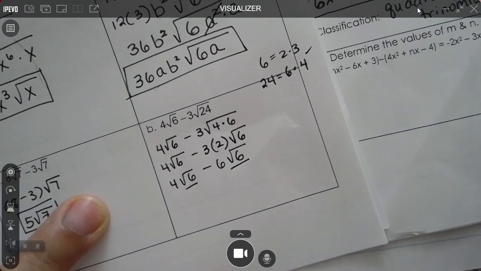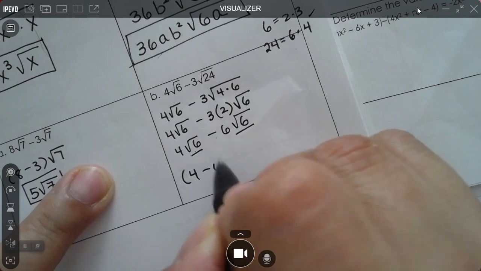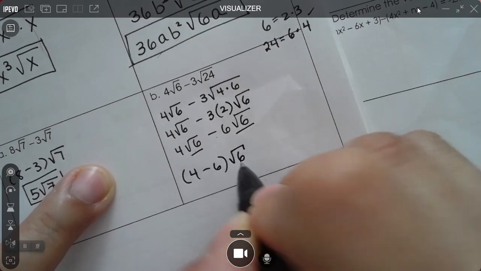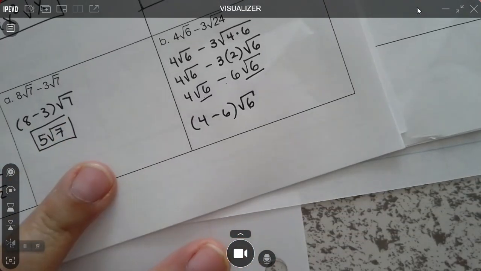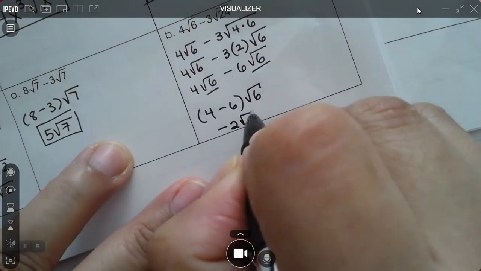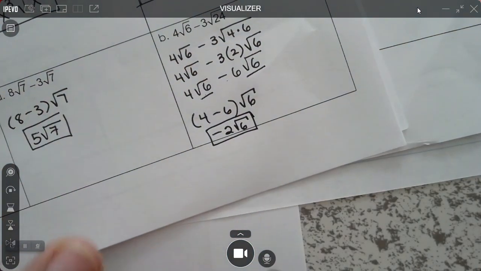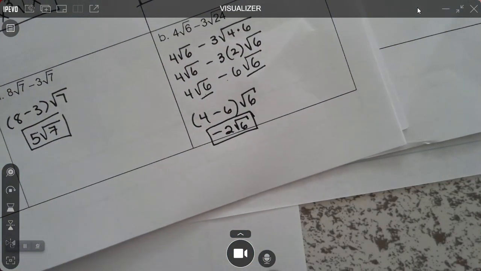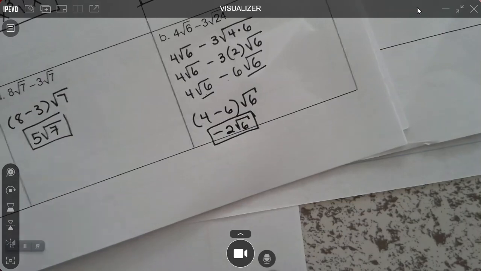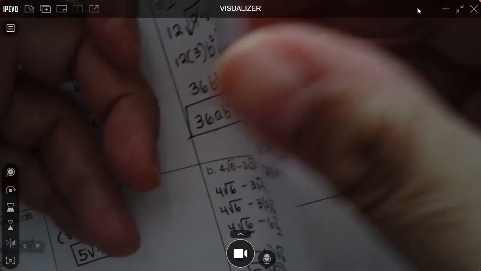So now we focus on the coefficients. This is a 4, this is a -6. And what's 4 minus 6? So -2 radical 6. And yes, your calculator can do this. Unfortunately, if they're going to ask you these standards, these are the ones that they're going to ask you when you cannot use the calculator.